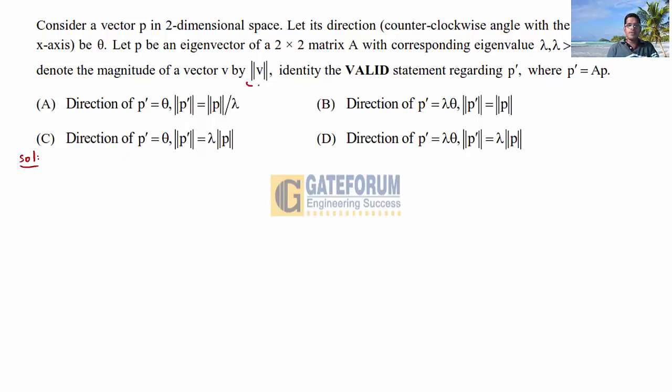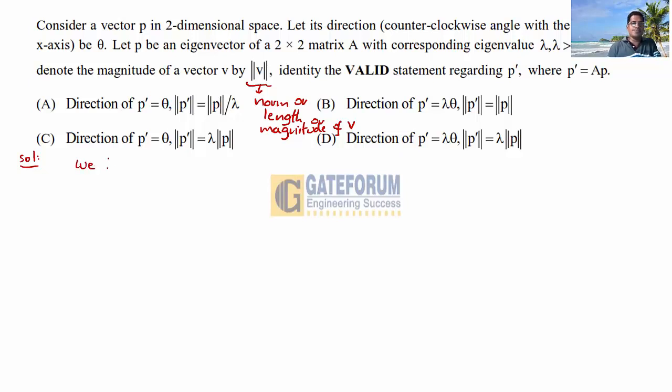So this is called the norm, or length, or magnitude of a vector V. Okay. So, P dash given AP, let us find that. First of all, we know the relationship between a matrix and eigenvector and eigenvalue.